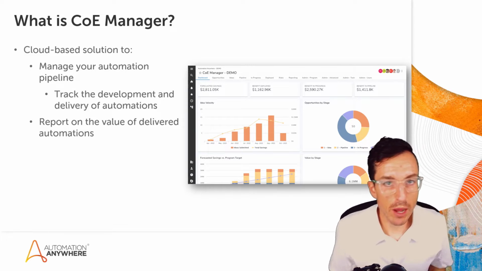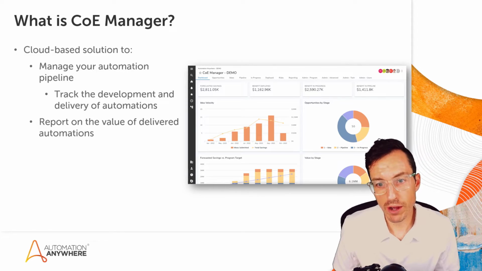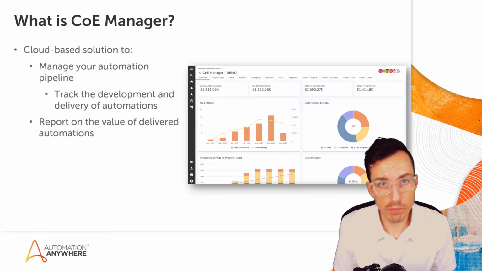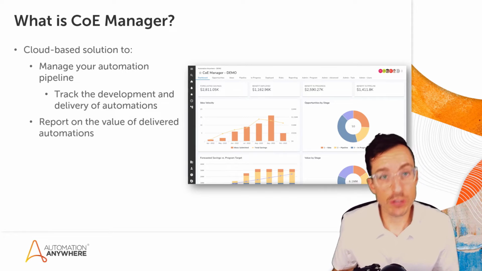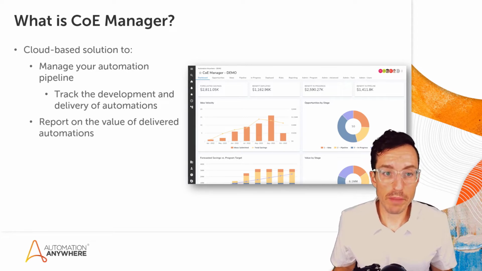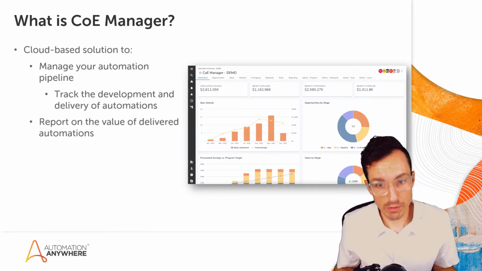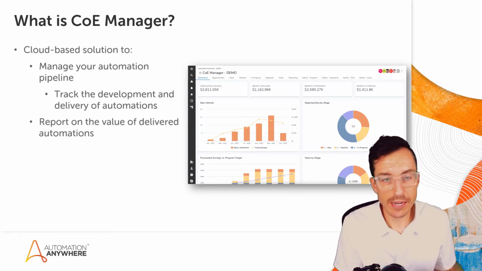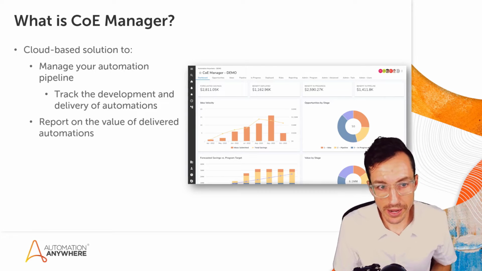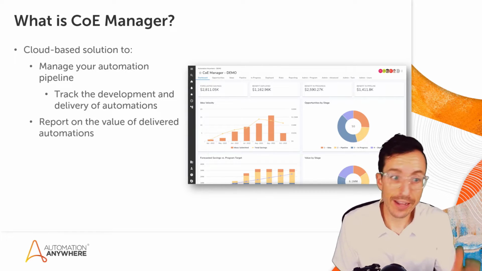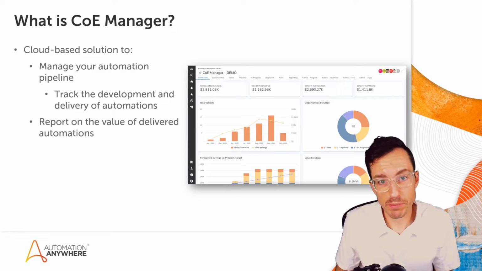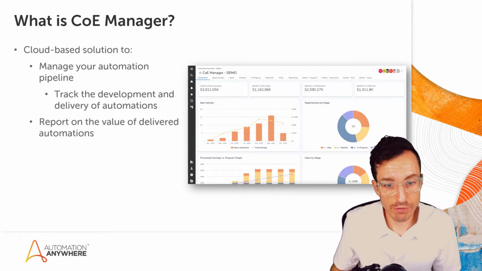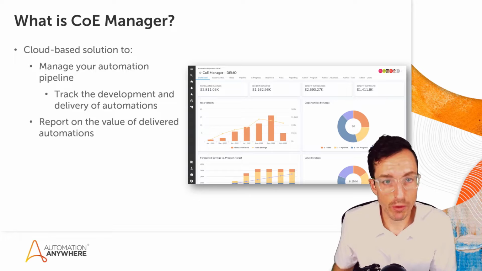Additionally, you have the ability to report on the value of not only delivered, but also pipeline opportunities. And this is huge because this enables you to make data-driven decisions as an automation lead. If I've got 5 opportunities in my pipeline and I need to prioritize which one should be done next, I've got data on that and I can see exactly which automation opportunities would have the biggest impact for my delivered value for my organization.